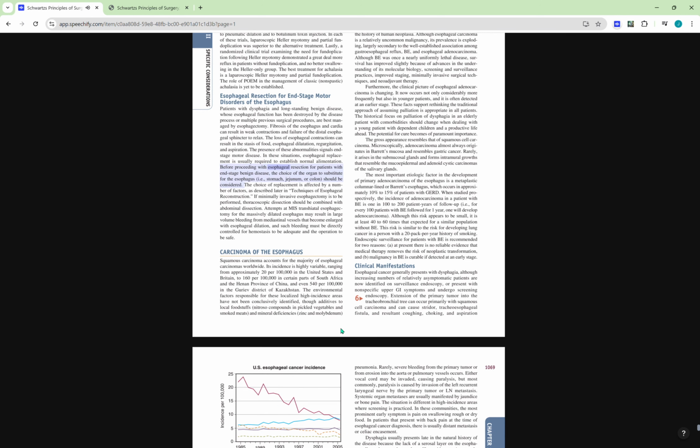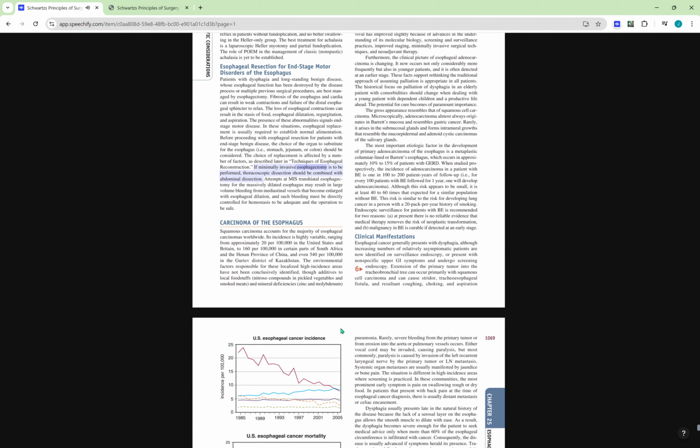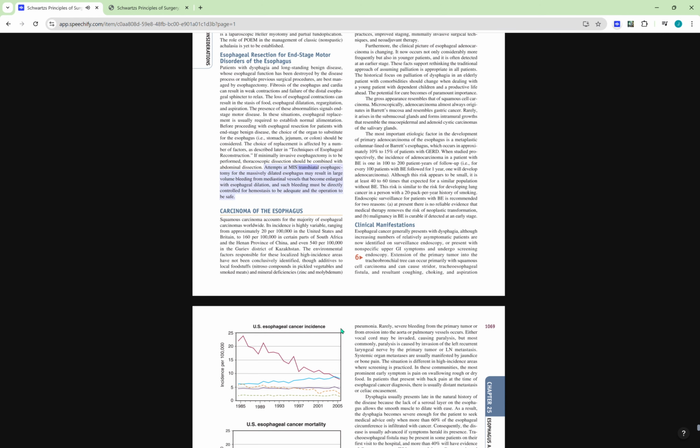Before proceeding with esophageal resection for patients with end-stage benign disease, the choice of the organ to substitute for the esophagus should be considered. The choice of replacement is affected by a number of factors, as described later in techniques of esophageal reconstruction. If minimally invasive esophagectomy is to be performed, thoracoscopic dissection should be combined with abdominal dissection. Attempts at transhiatal esophagectomy for the massively dilated esophagus may result in large-volume bleeding from mediastinal vessels that become enlarged with esophageal dilation, and such bleeding must be directly controlled for hemostasis to be adequate and the operation to be safe.